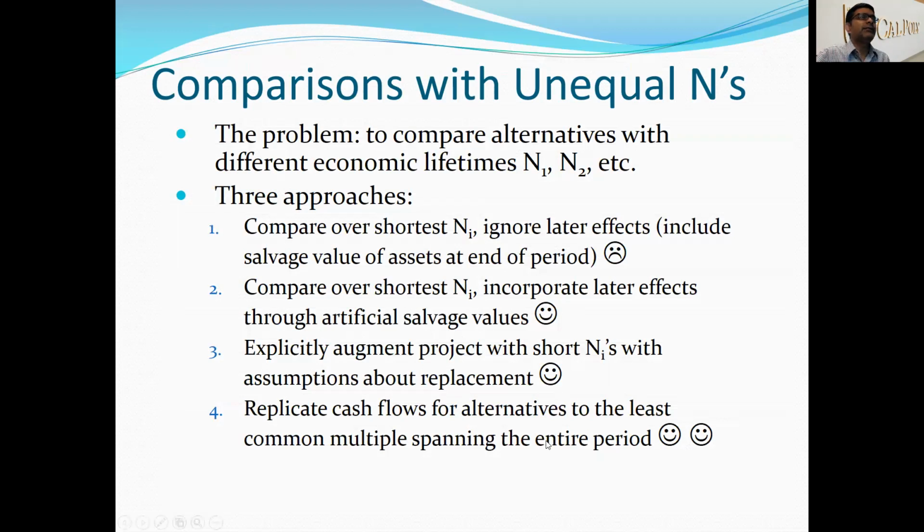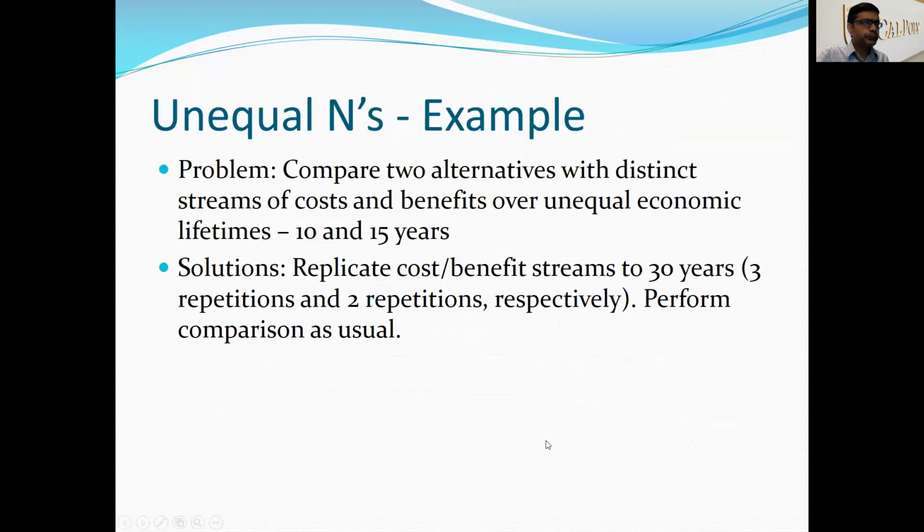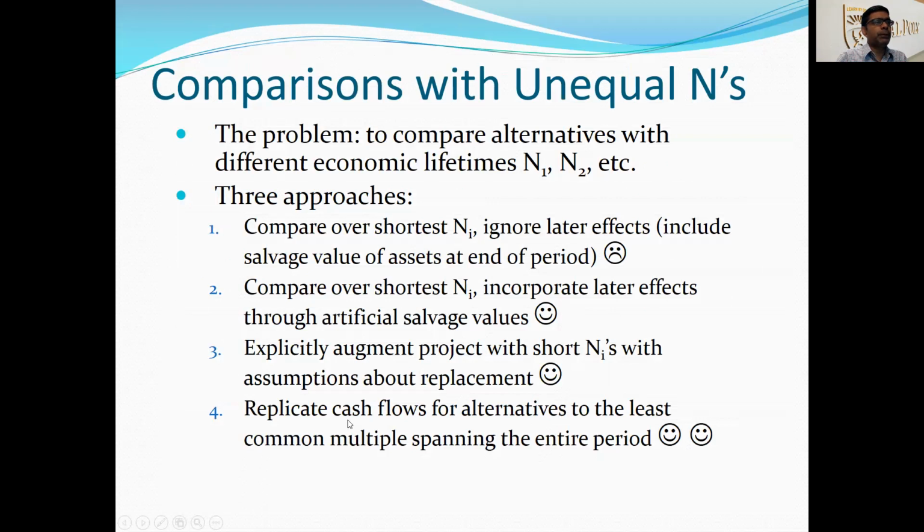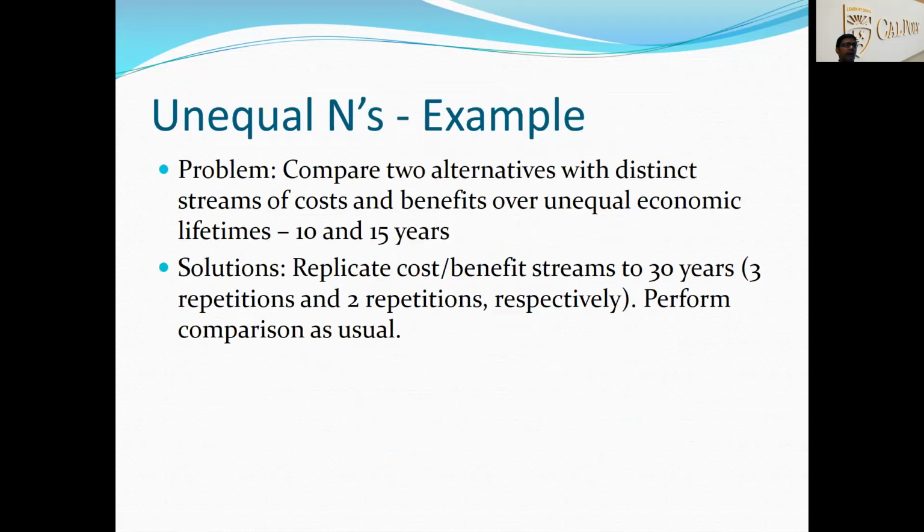And I'll illustrate that with an example right here. So this is the example. This number 4 approach is the best one. You replicate the cash flow for alternatives to the least common multiple period spanning the entire period. So let's say you have to compare projects between a 10 and 15-year cycle, right? And you still want to estimate net present worth.